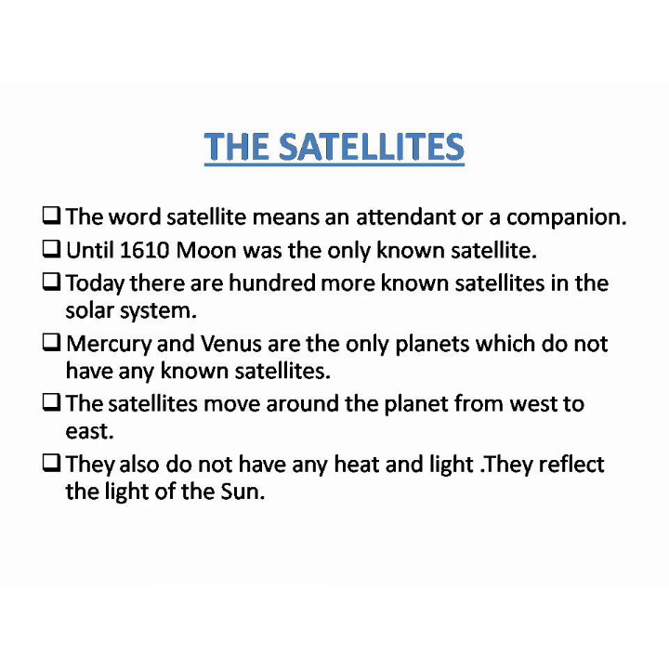A satellite is an object which orbits or revolves around different objects. So satellites move around the planet. Okay, they revolve around the planet. Like planets revolve around the sun, satellites revolve around the planet from west to east. They also do not have their own heat and light. They reflect the light of the sun only. Like planets, satellites also do not have their own heat and light. They also reflect the light of the sun.